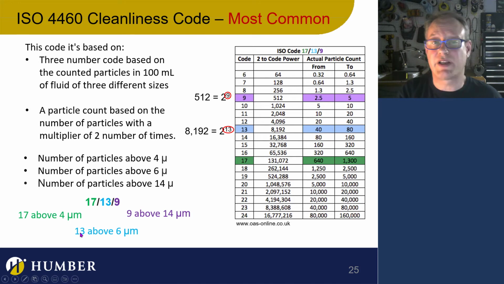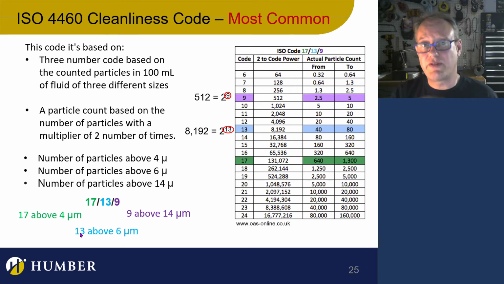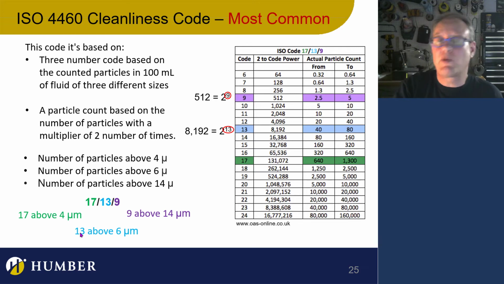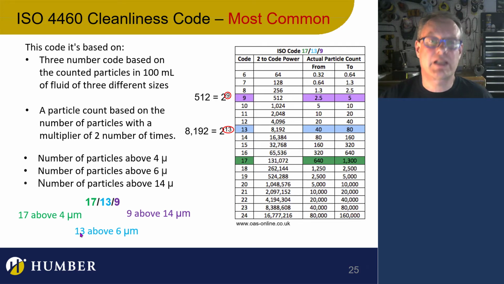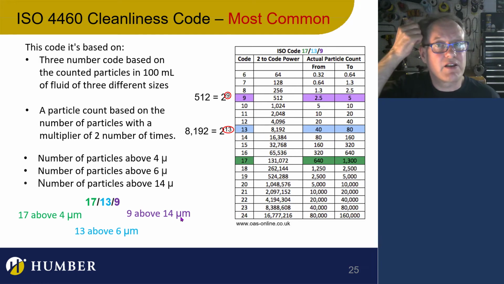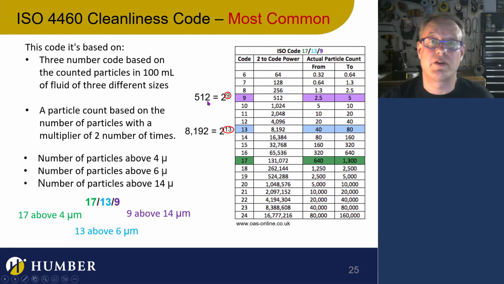The manufacturer has put this code on their part or in the data sheet to say anything above these numbers is going to damage this. This component is designed to work on this cleanliness code. And the 9 over here is for above 14 microns. That's tiny. You know how small a micron is, right? A 25 micron particle is about the thickness of a human hair. So it's really, really small.